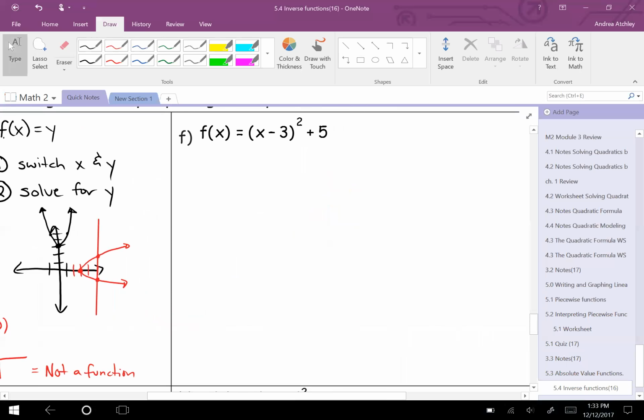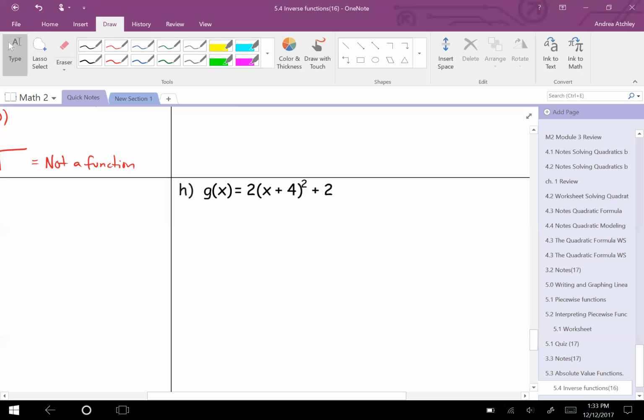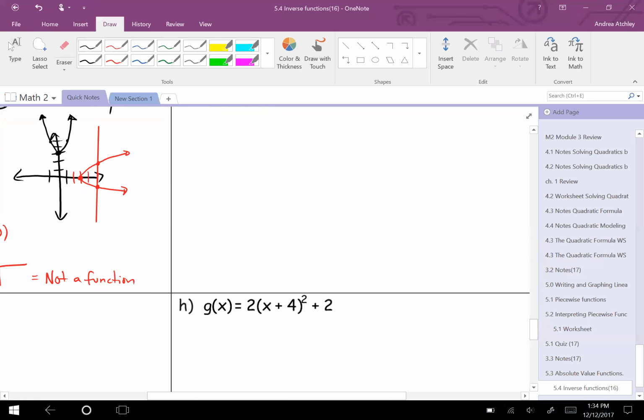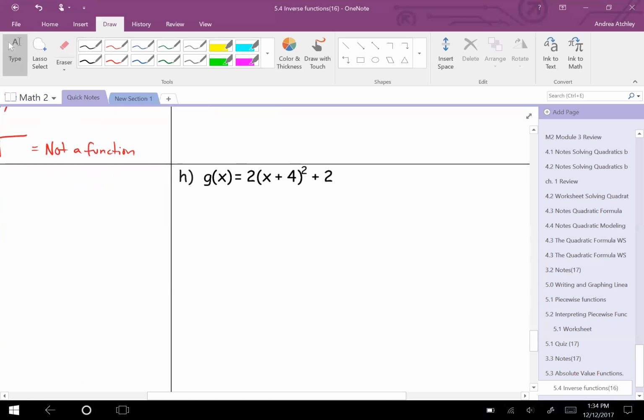Okay. I'm going to skip down and do G, because G is more complicated. So let's do G together, and then you guys will do F on your own. So we're going to start by replacing our x and y. So I'm going to get x equals 2 times (y plus 4) squared plus 2. Now we're going to solve.